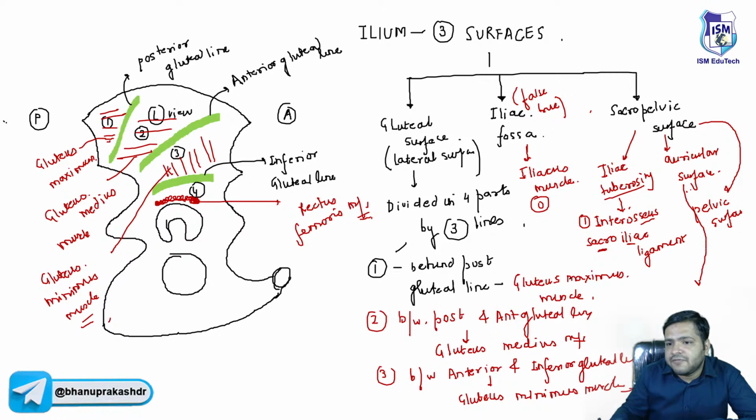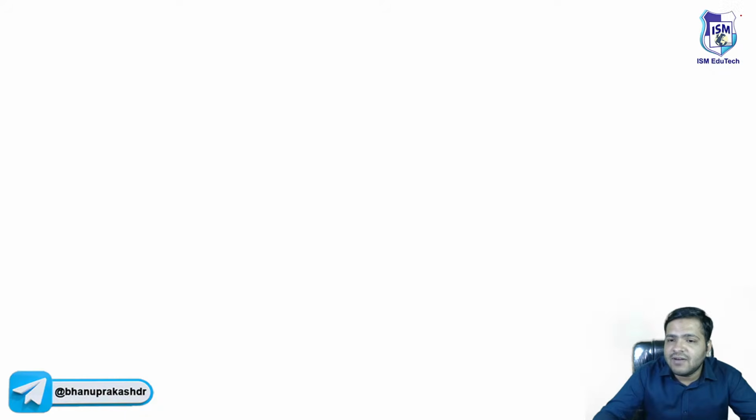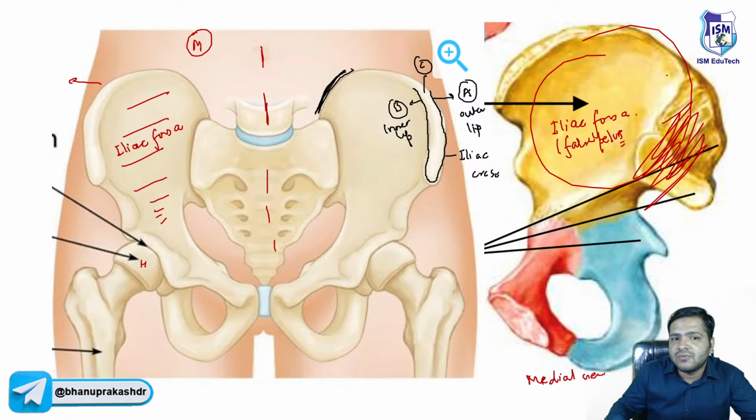This auricular surface lies in front of the iliac tuberosity, and it forms a joint, beta, that is called the sacroiliac joint.